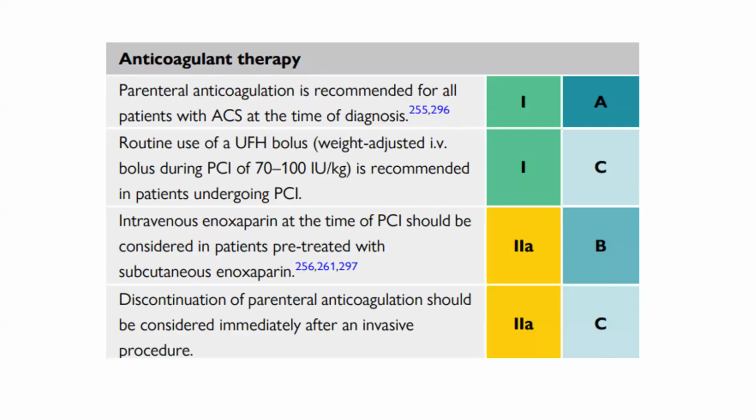With respect to anticoagulants, parenteral anticoagulation is recommended for all patients with acute coronary syndrome at the time of diagnosis. Routine use of unfractionated heparin is recommended for patients undergoing PCI, mainly probably because, if you take data, there may not be a definite significant difference, but with unfractionated heparin you can monitor your bleeding risk using your ACT, APTT, and others. So it's easy to work with in the cath lab.